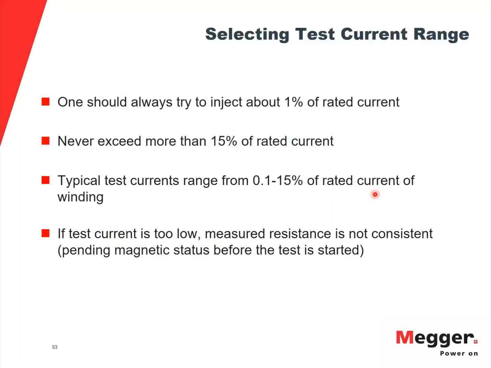When it comes to picking the right amount of current, you can pick any current in the range of 1 to 15%. You may not want to exceed 15% because that's the upper limit recommended by the IEEE standard. And at minimum, you would like to have at least 1% of the rated current so that you can get stable readings.